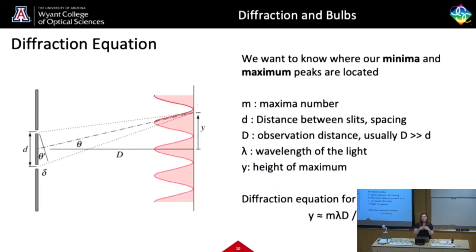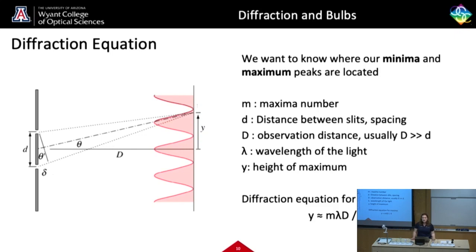So if we have planar waves hitting our slits, and those slits cause the light to come out in circular patterns, we can tell when those circular patterns peak or diminish based on the diffraction equation. Here, the equation is y equals m lambda D over little d. The m is a maximum number, so how many peaks are you off from center? The d is the distance between the slits. This is a property that you don't necessarily need to care about for the general behavior, but you can change what your diffraction fringes look like by changing this parameter.